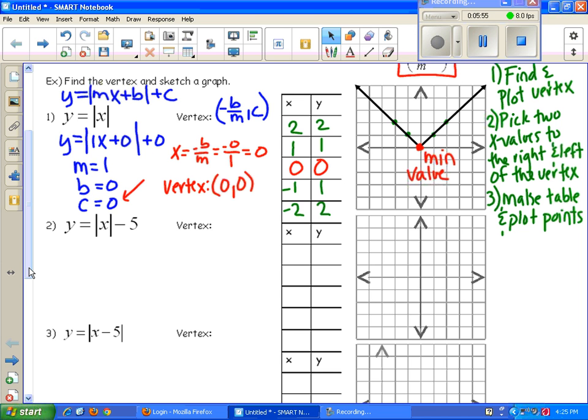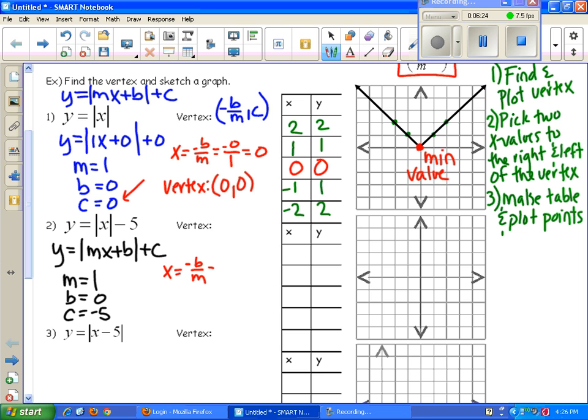So looking at graph number 2, we again first want to find our vertex. So I'm going to use the equation y equals absolute value of mx plus b and plus c on the outside. So now for this equation, my m is 1 because in front of the x we have a 1, we just don't write it. My b, we don't have one, so it's 0, and my c now is equal to negative 5. So my vertex, the x coordinate to find it, I do x equals negative b over m, which in this case is negative 0 over 1, which is just equal to 0. My c value is negative 5, so my vertex in this case is 0, negative 5.